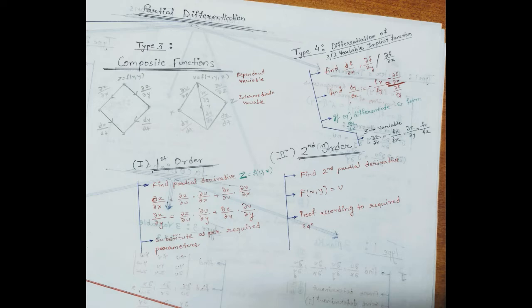Now if the function consists of three variables, then the whole scenario will be the same, but the number of routes will increase as the number of variables increases. So depending on these, there are two types, the first order and the second order. We will be dealing with both in my further videos, so keep watching the video till the end and you will get an idea about the first order and second order of composite functions, the third type of partial differentiation.